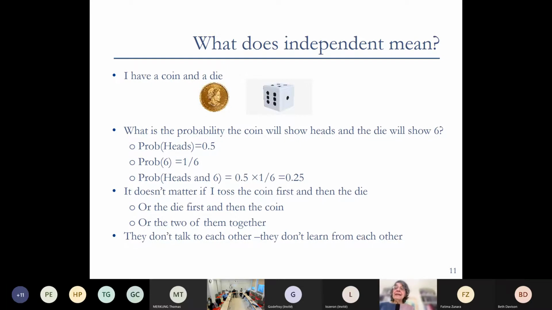Now, importantly, it doesn't matter if I toss the coin first and then the die, or the die first and then the coin, or the two of them together. The probability of the heads and the 6 remains the same. They don't talk to each other. They don't know each other. They don't learn from each other. They're independent. So that is an example of independence.